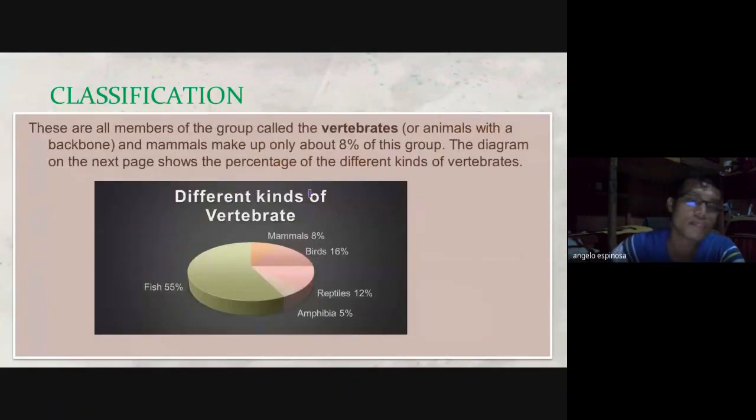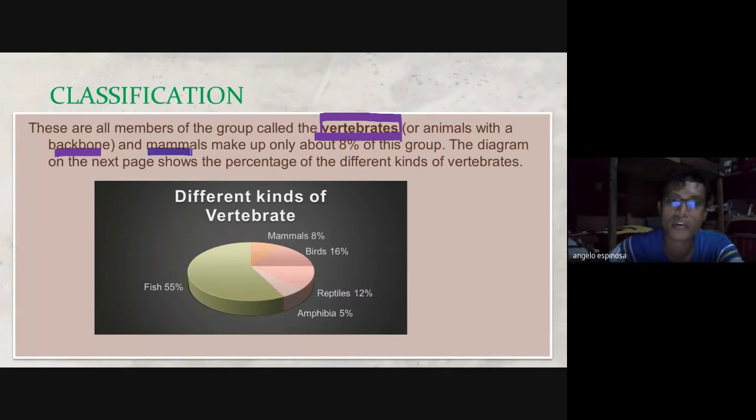So these are all members of the group called the vertebrates. Pag sabi mong vertebrates, ibig sabihin may buto, sa Bisaya bukog. So they have buto or bukog, or animals with a backbone. Mammals make up only about 8% of this group.